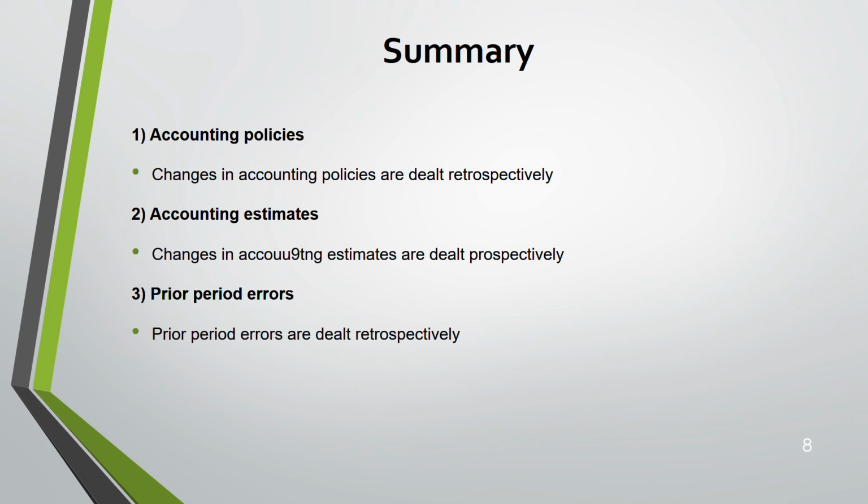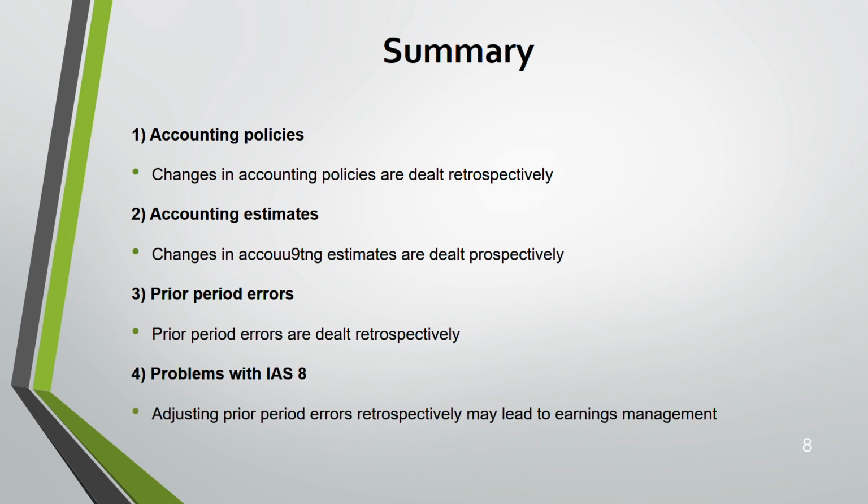So accounting policy and prior period error, these two are dealt retrospectively. All the accounting estimates are dealt prospectively, current and the future. Problem with IAS 8: earnings management. If you have to change the prior period error, it can lead to earnings management. They might, and earnings management is not good. It's a bad thing. It's an evil thing.